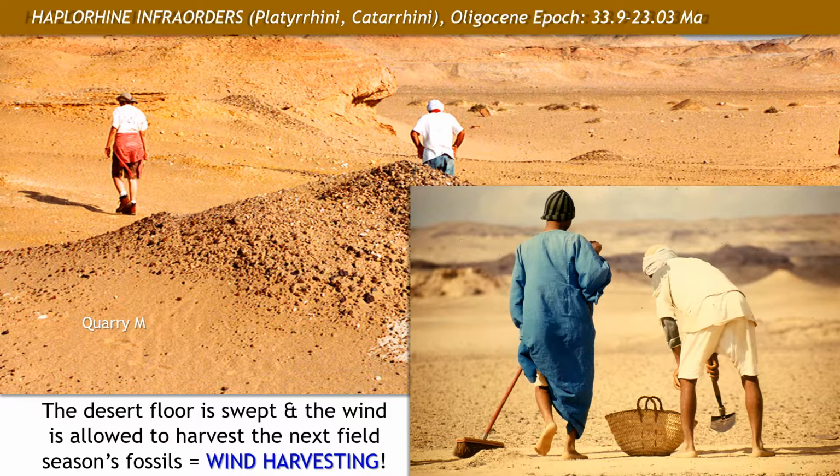So what you do is you sweep in a giant circle and you sweep back all of the sand, and then you leave for a year. And what happens is over that year with wind and rain, etc., you get the fossils popping up.